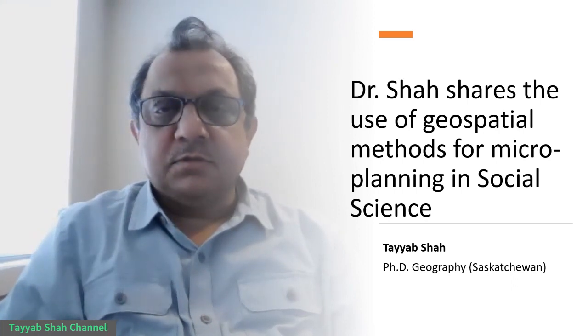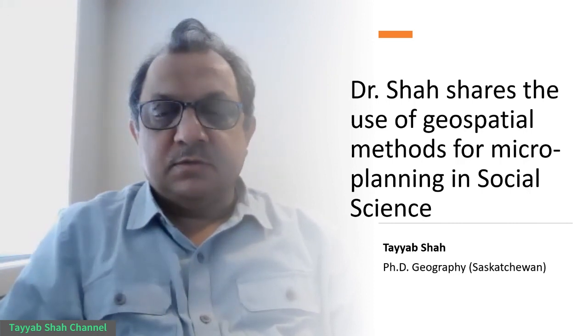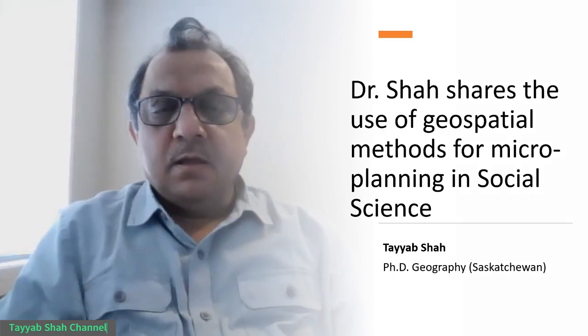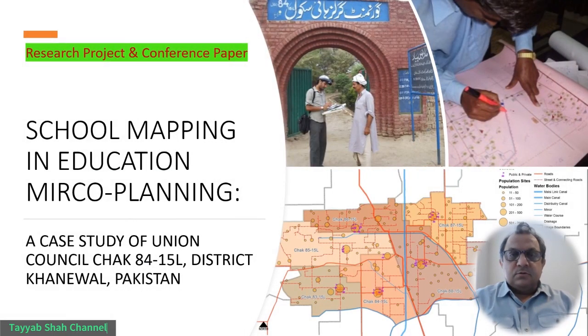Today I'm going to discuss the use of geospatial methods for microplanning and social science. This talk is based on a student research work done a long time ago. I thought it might be useful for somebody to learn how geospatial methods can be applied in education or educational planning, or in other words, identifying school locations using geospatial methods. It's a case study of a union council in one of the districts in Punjab in Pakistan.